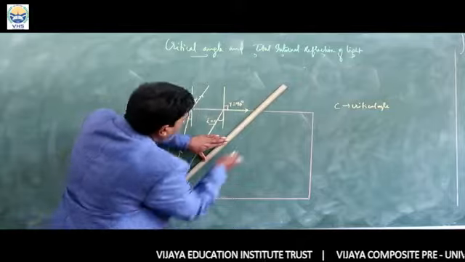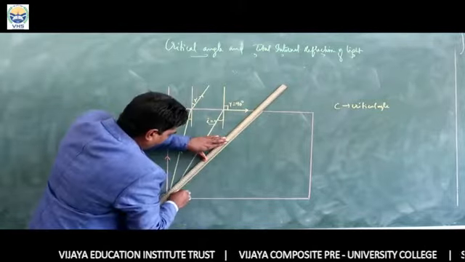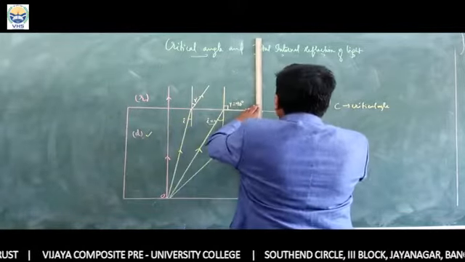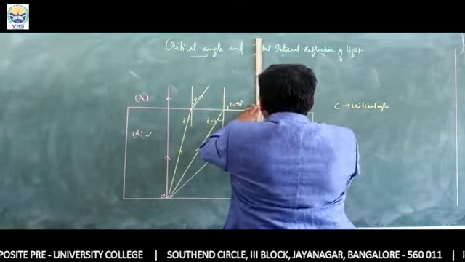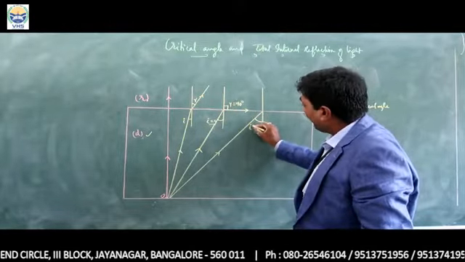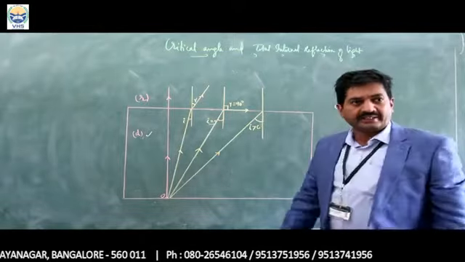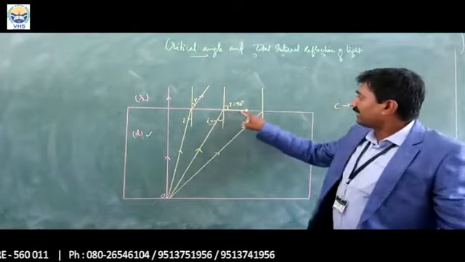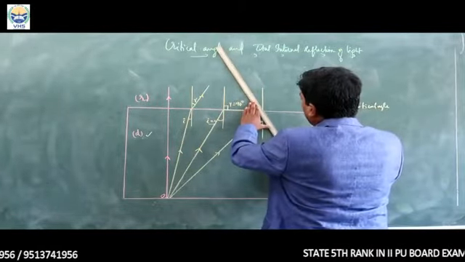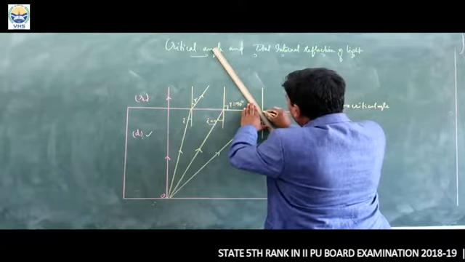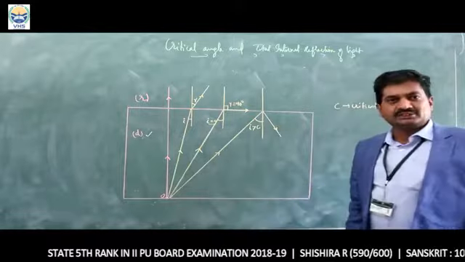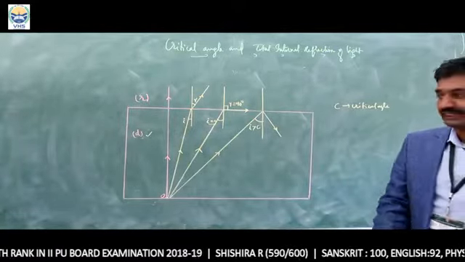For example, if you consider another ray of light coming from this object, incident at an angle greater than the critical angle. If you further increase the angle of incidence, that is the meaning. If it is going beyond the critical angle, the ray, instead of undergoing refraction, reflects back into the same medium, like this. This phenomenon is known as total internal reflection of light.